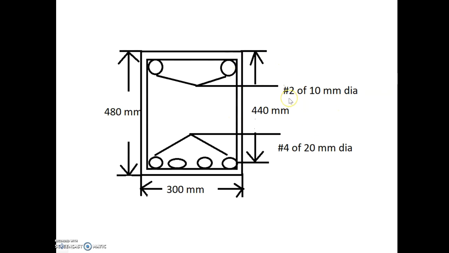We should require the compression steel. Here we are using the minimum diameter of the bars for beams, that is 10 mm, of 2 numbers.